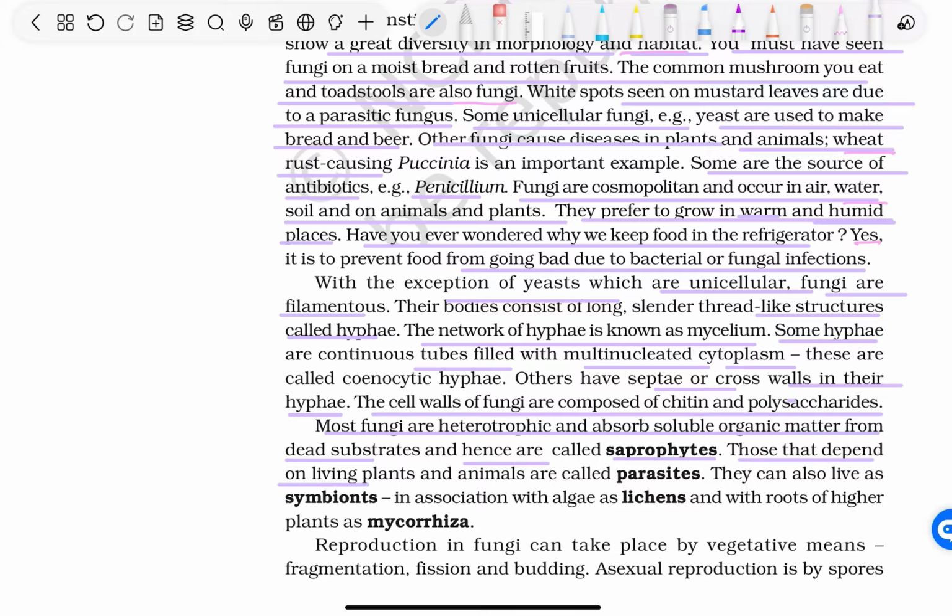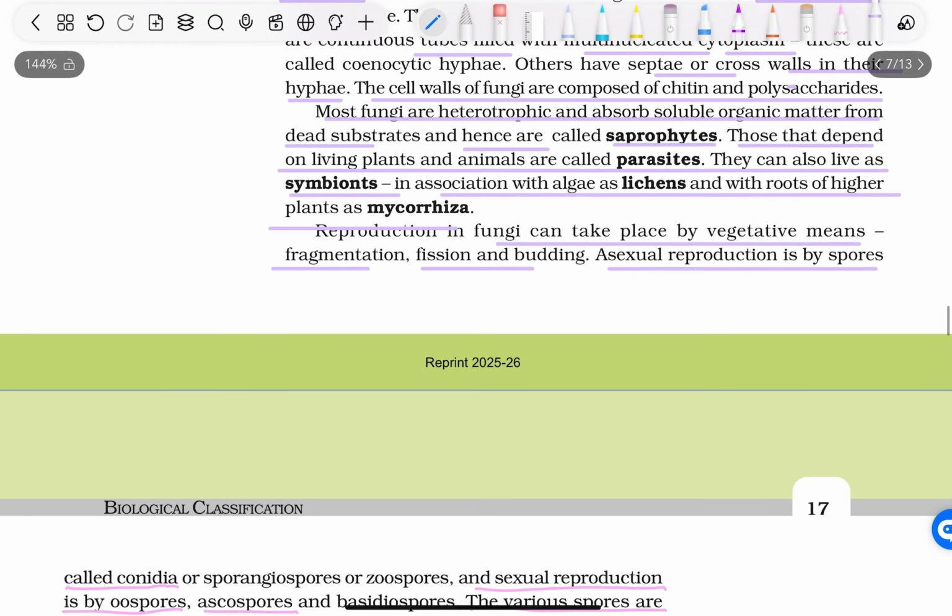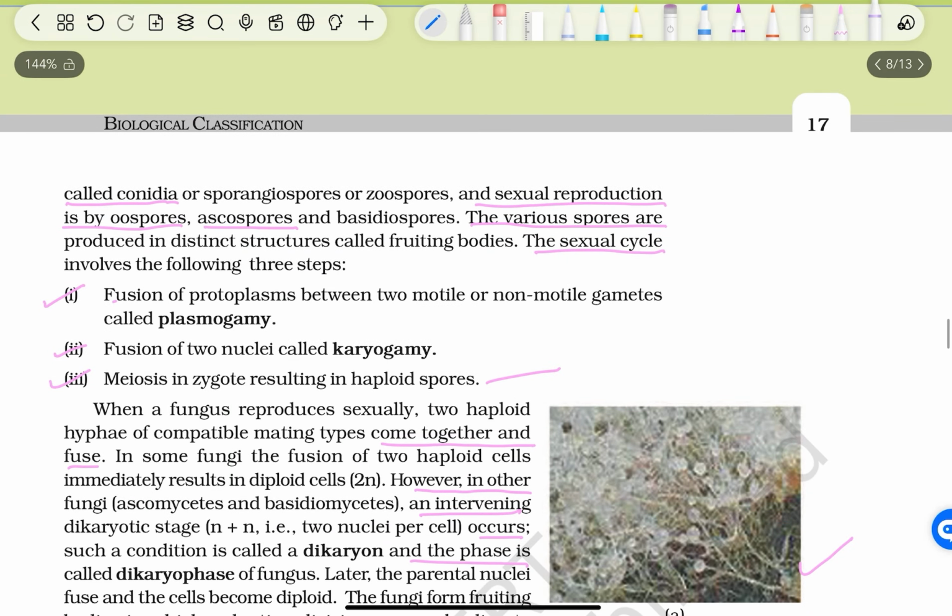Those that depend on living plants and animals are called parasitic. They can also live as symbionts in association with algae as lichens and with roots of higher plants as mycorrhiza. Reproduction in fungi can take place by vegetative means: fragmentation, fission and budding. Asexual reproduction is by spores called conidia, sporangiospore or zoospore, and sexual reproduction is by oospore, ascospore and basidiospore.